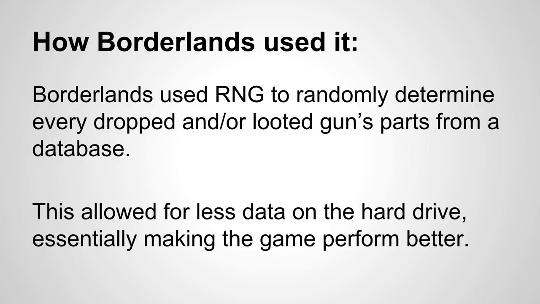Gearbox uses RNG to randomly determine every dropped and or looted gun's parts. This means that they had multiple models for the stock, the body, the barrel, and the scope of each weapon. This makes it so that they have a more vast number of possibilities that a gun could have, and with all those combinations, it equaled up to 17.75 million guns. This allowed for less data on the hard drive, which makes the game generally perform better because there's less to be loaded.